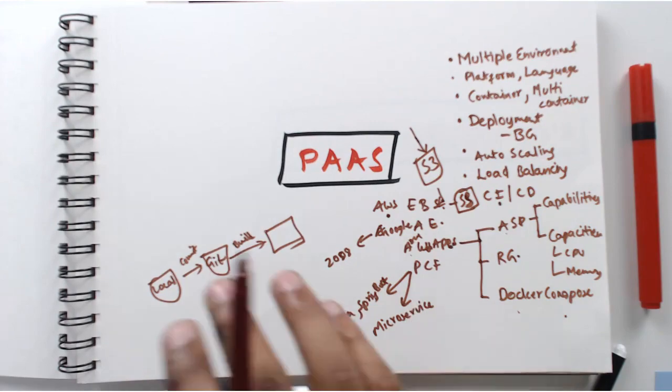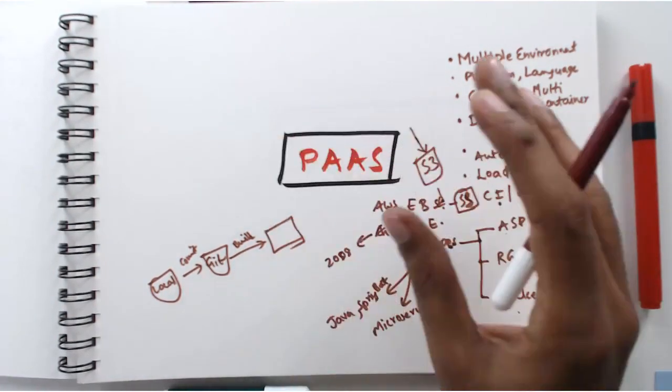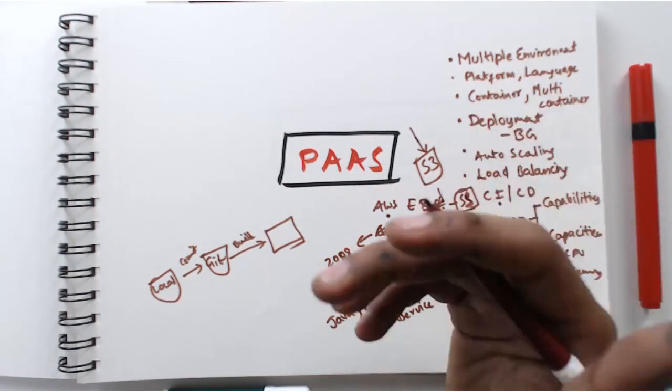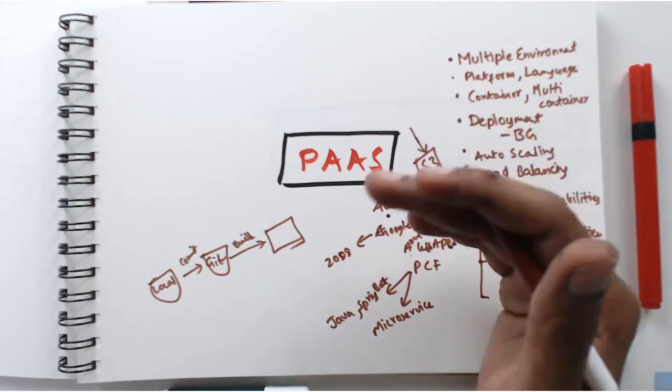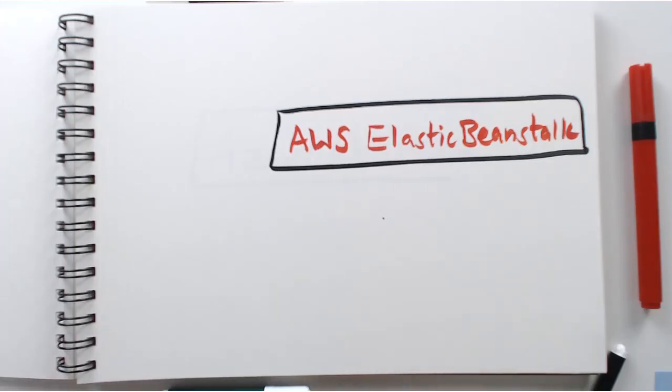The best way to learn all these platform as a service offerings is to deploy multiple applications, deploy a jar file, deploy a WAR file, deploy a REST API, deploy a web application, deploy a full stack application and play around with it. Now let's shift our attention to how to learn AWS Elastic Beanstalk.